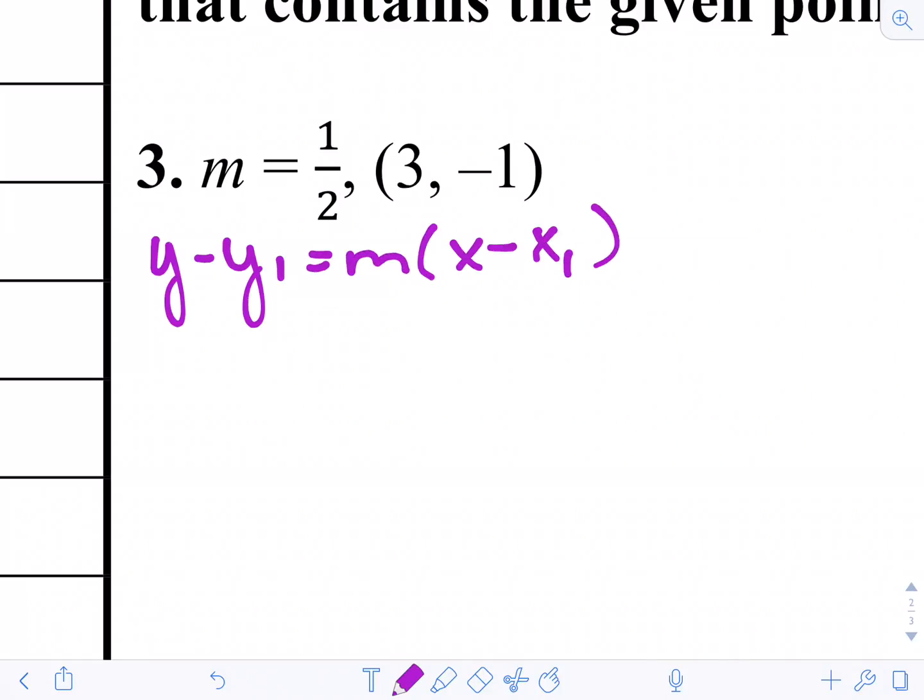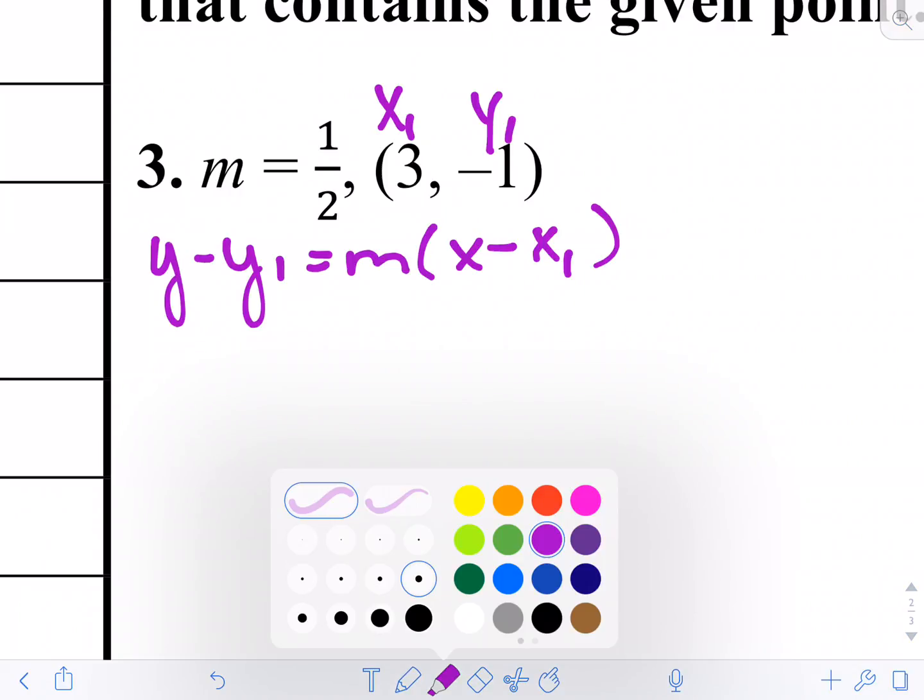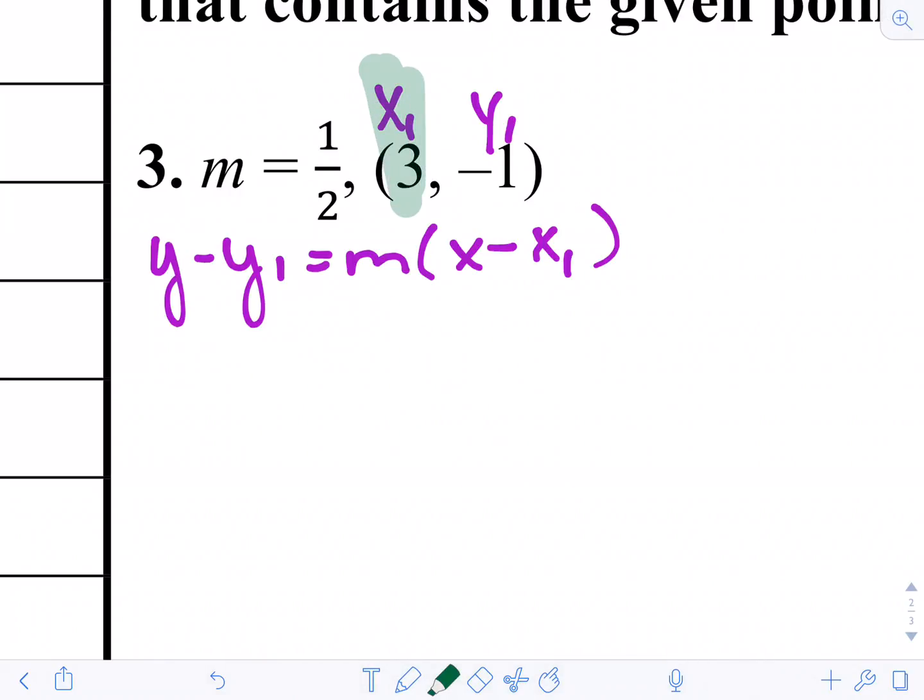Okay, so I'm going to go ahead and label everything that I have. I already have my slope. Here is a point. I'm going to call this x1, y1. And all we're doing, and I'll do a different color, is we are substituting in x1 right here, and we are substituting in y1 right here.